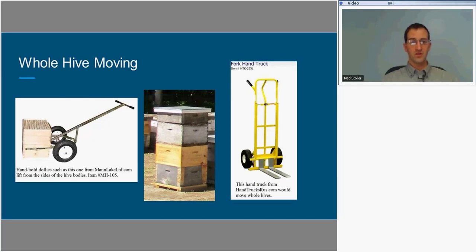The fork hand truck shown on the right is available at handtrucksrus.com, and it's like a fork truck, but you have to make sure that if you're going to use this to move the hives, that the hives are up on cleats. You can see the hive in the picture here in the middle is set up about an inch off the ground on some cleats so that this hand fork truck could be pushed right under there, tilted back, and move the hive wherever you would like. So the fork hand truck is in the $300 range.